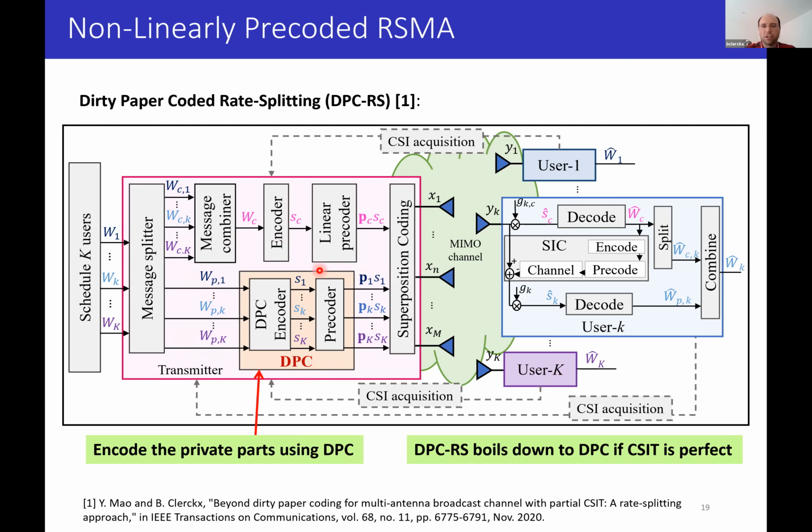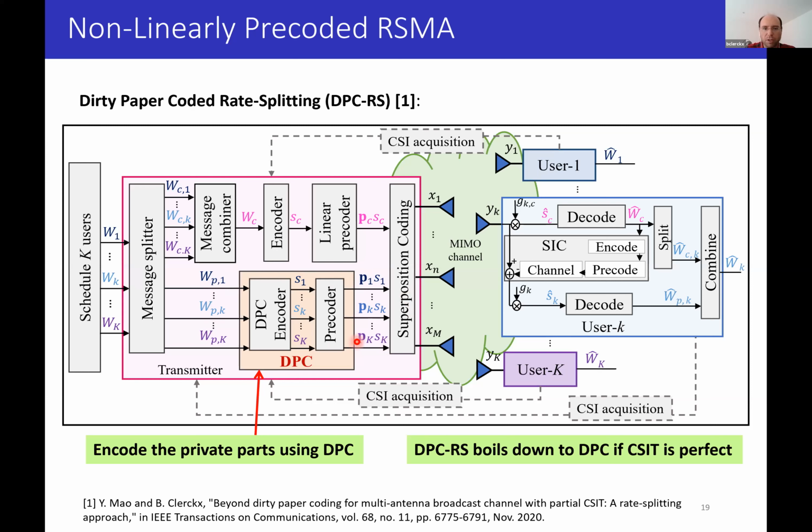And so why is this interesting? It's interesting because we know that DPC is capacity achieving when we have perfect channel state information at the transmitter. And so what that means is that if we use this architecture with perfect CSIT, and you optimize the system, you should not allocate any power to the common stream, because we know that this part is capacity achieving.